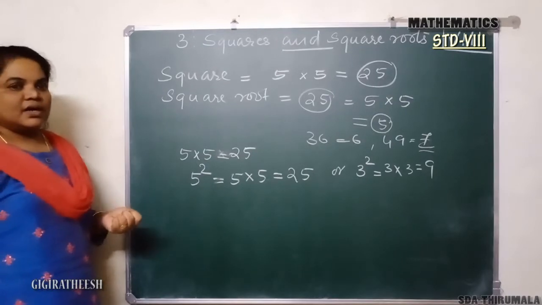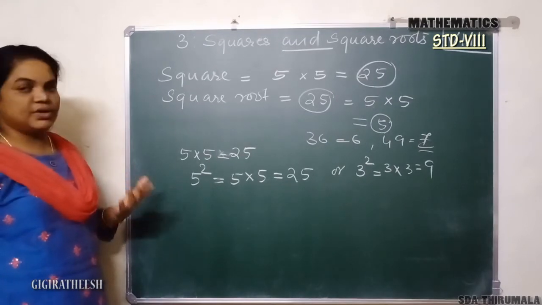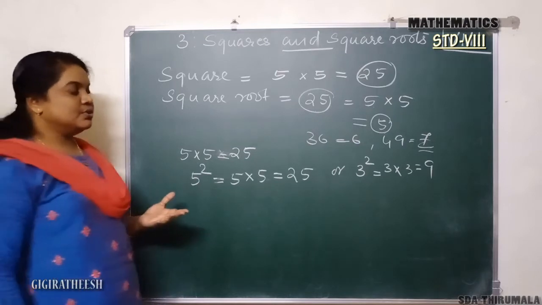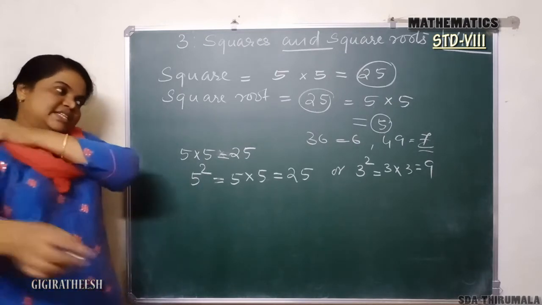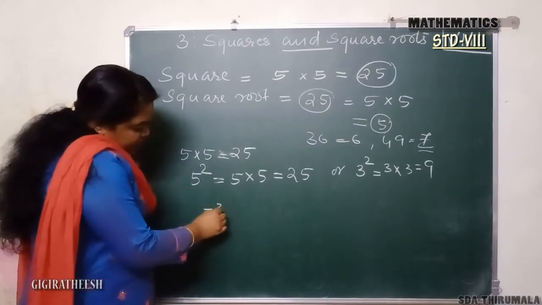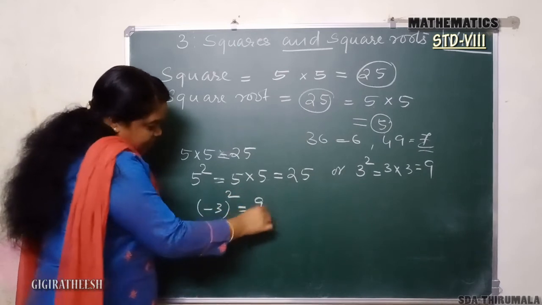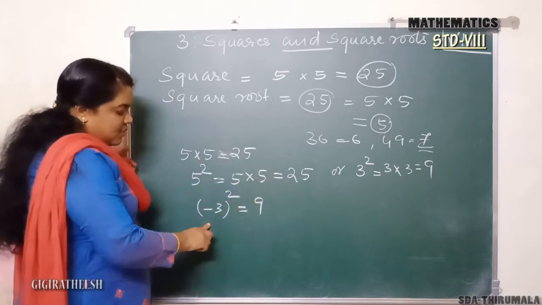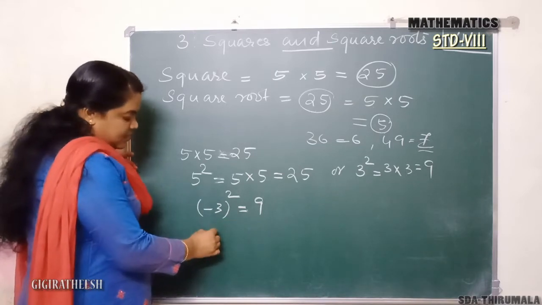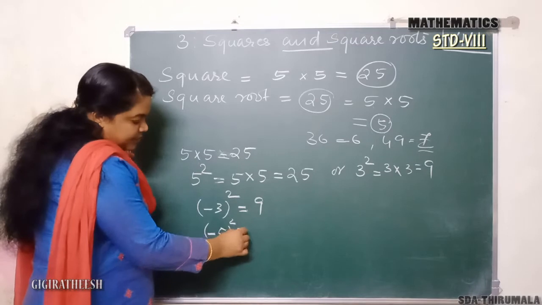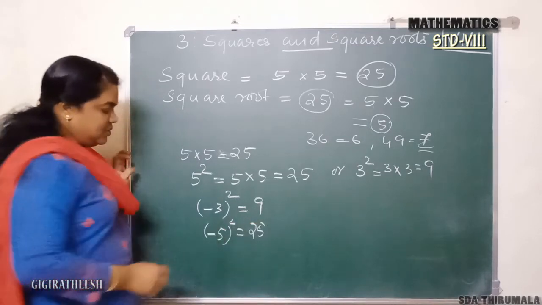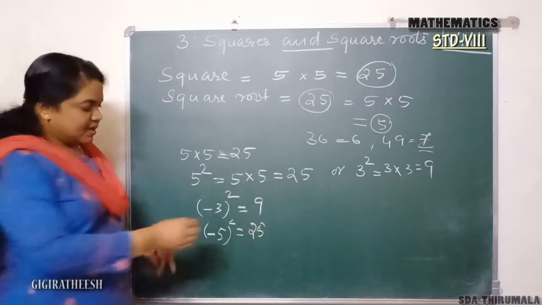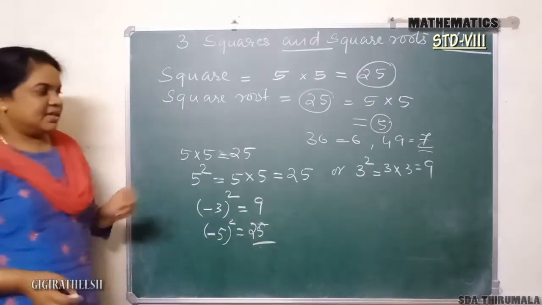And then after that, the square of an odd number is always odd, and the square of an even number is always even. Also, if it is a negative number, for example negative 3, the square of negative 3 is equal to 9. The square of a negative number is always positive. Similarly, the square of negative 5 is equal to 25. That is, if the number is negative, we get the square as positive.